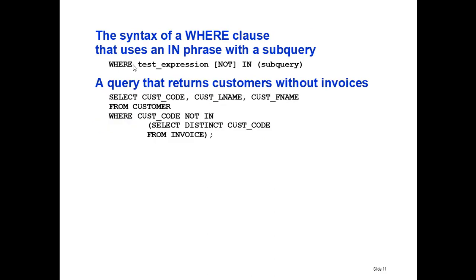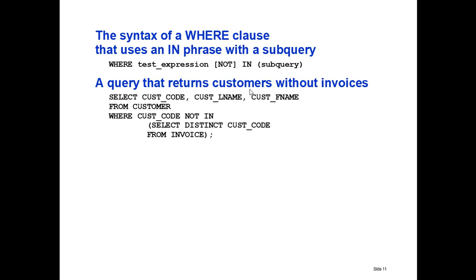Here is the syntax for when you want to use a subquery in a where clause. So you've got your where, and your test expression is usually, but not always, the field that will be in the join if you're using this for a join. So it's the common field between the two tables.